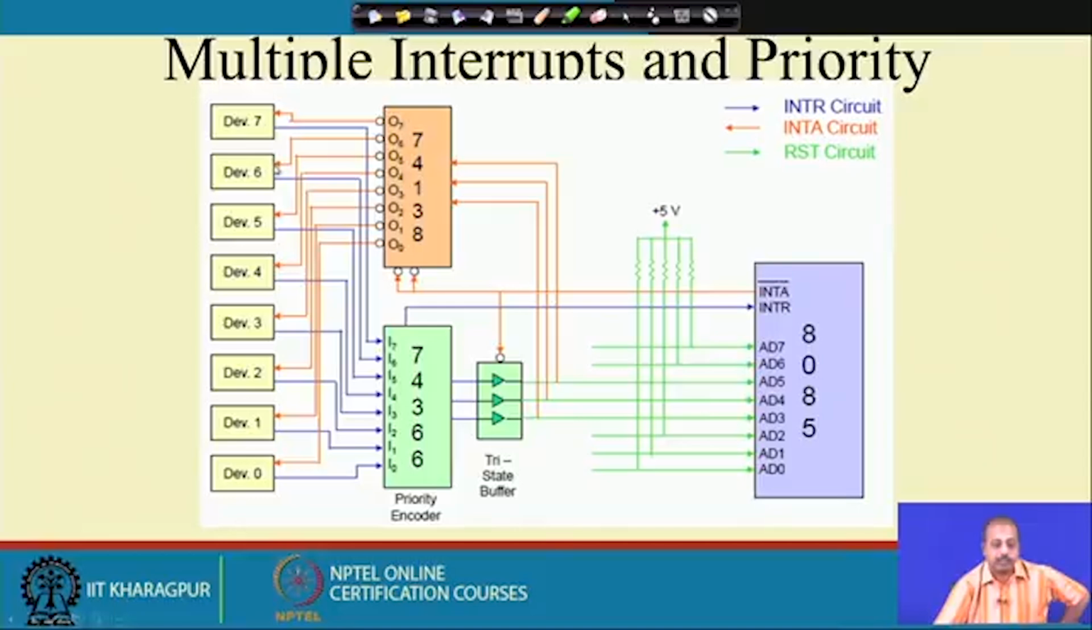For example, if say device 6 has interrupted, here you will get the pattern 110, and that 110 being fed here will enable this O6 line, and the O6 line will send the INTA signal to device 6. Others will not. Even if say 5, 4, 3, all of them have interrupted, only device 6 will get the interrupt acknowledge, not the others. Okay. So, this way we can handle these multiple interrupts and their priorities.